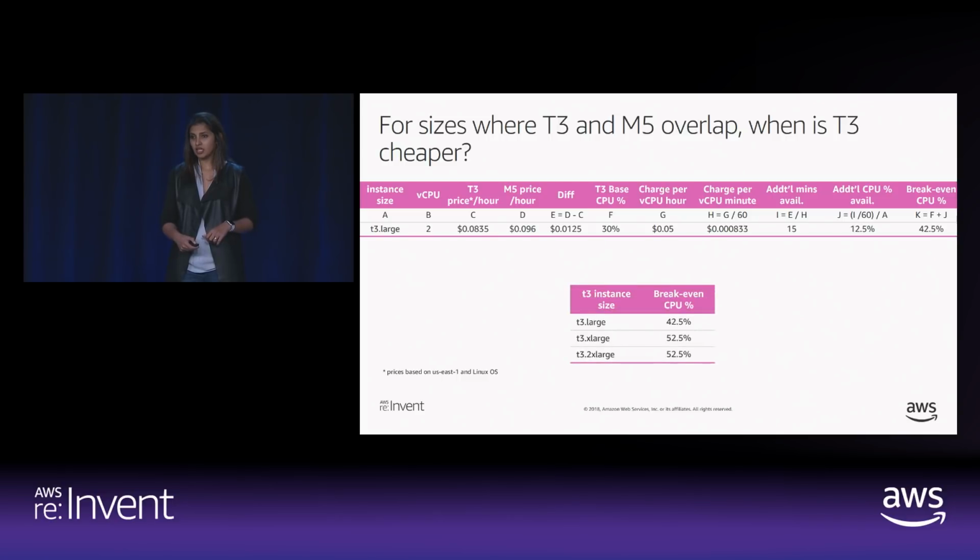You take the same calculation and do it for all the other sizes. You'll see for T3 extra large, your break-even CPU is 52.5% compared to an M5 extra large, and the same thing for the 2 extra large compared to an M5 2 extra large as well. You can use this model for comparing with any other instance size as well to figure out if T3 will be cheaper.